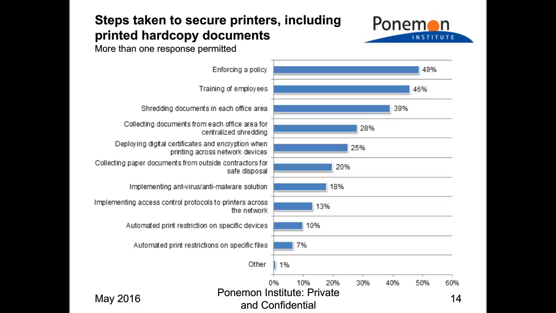Deploying digital certificates and encryption when printing access network devices. I'm sorry, a little bit of a typo there. Collecting paper documents from outside contractors for safe disposal. And then we get into small numbers. So these are just some of the steps that organizations could take to secure their printers, and basically it's not just about securing the memory, the actual technology-related issues, but it's also all of those practices that we need to adhere to. And now the next slide is a killer to explain.